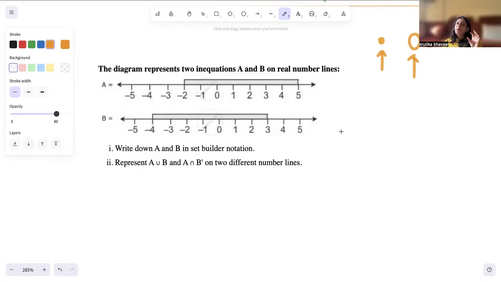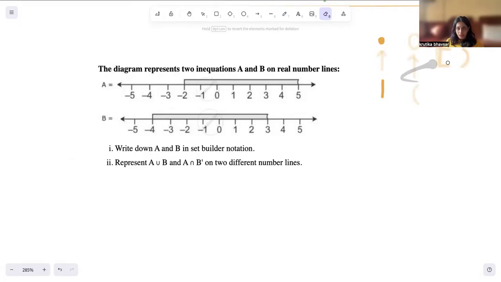Now, we're going to use a different notation, but the concept still remains the same. So there's no need to get really confused about it. If we have a straight line, it means it's included. And if we have a curve, it means it's not included. This is actually the same as these brackets. You see this bracket has a curve and this bracket has a straight line. Now let's jump back to our question.